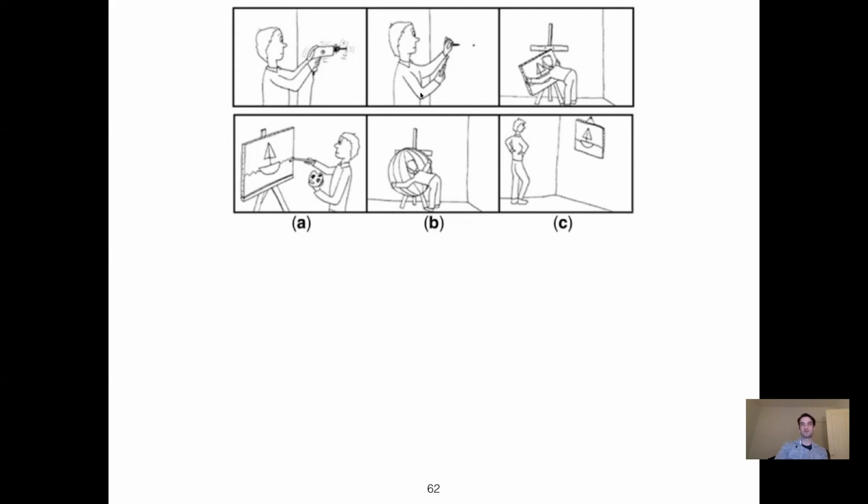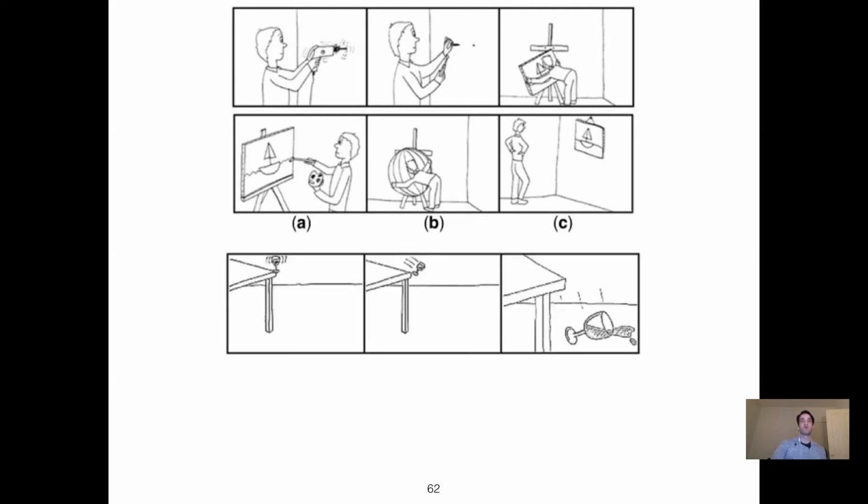So this is a situation where there's some theory of mind, because you have to infer what this guy's goals are, what his intentions are, what he is trying to do. Whereas here, you also have another story of things happening. But in this case, there's no person, there's no mind to take into account.